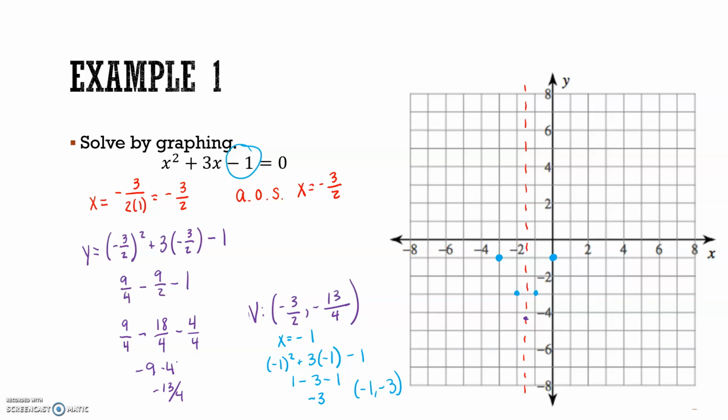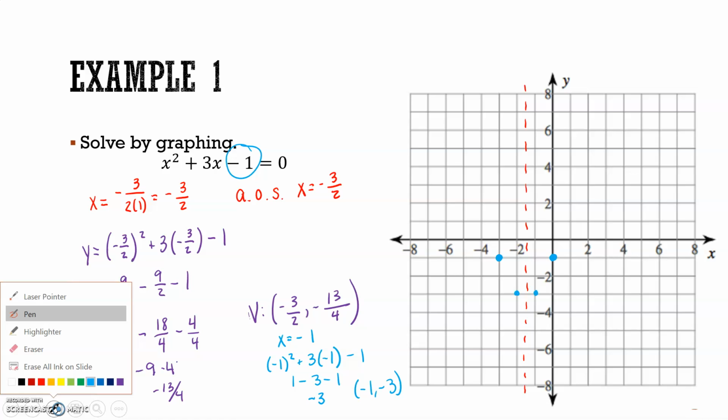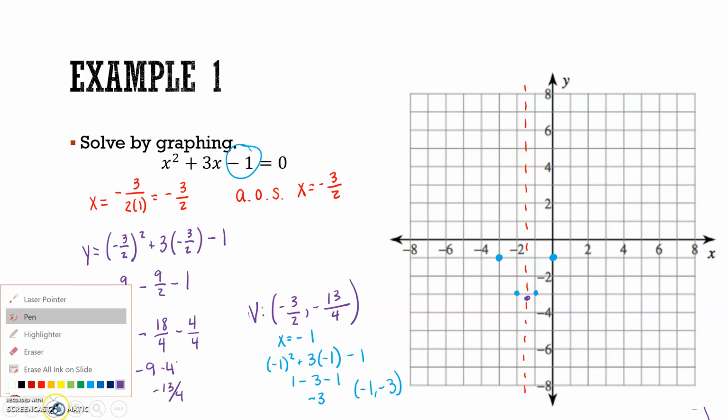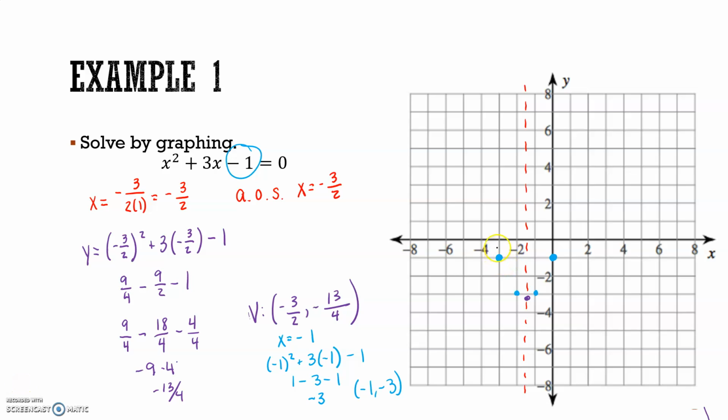Something's not quite looking right. Oh, I know what I did. Negative 13 over 4 would be negative 3 point something. Sorry about that. So that would go here, and that makes way more sense. All right, so when I connect those points, I'm going to get a parabola that looks like this.